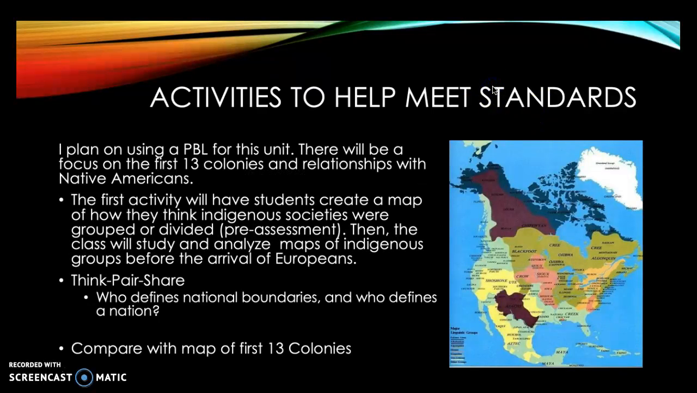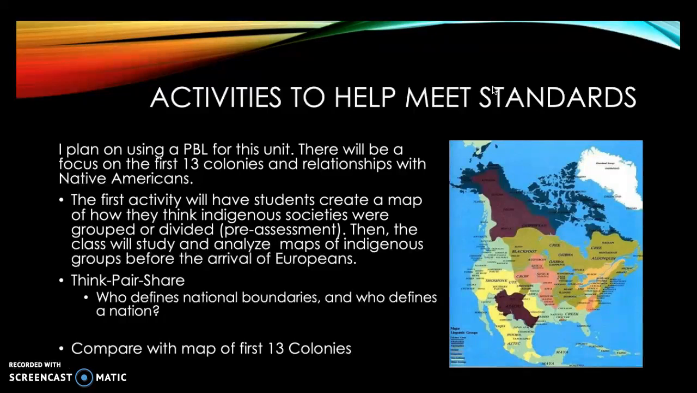To help me meet the standards, some activities I have planned are, a big plan is a PBL that I have planned for this. Students will focus on the 13 colonies and relationships with the Native Americans. One of the first activities I plan to do before we get deep into the PBL is I want students to be able to create their own map from their perception of what America looked like before the arrival of Europeans, to show what native groups they believed were where, or what land they had control over, or places that they were settled.